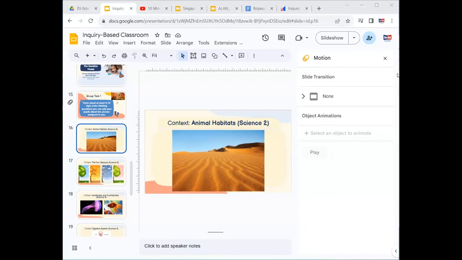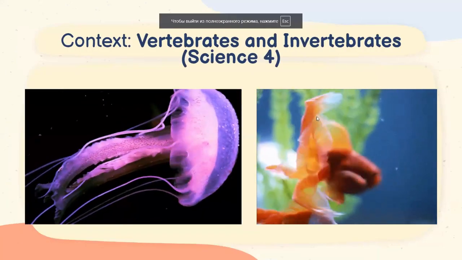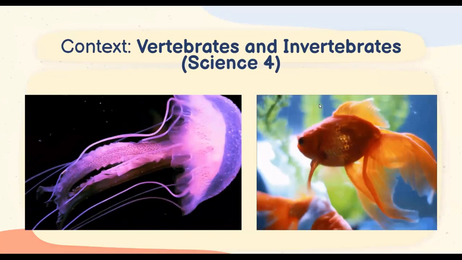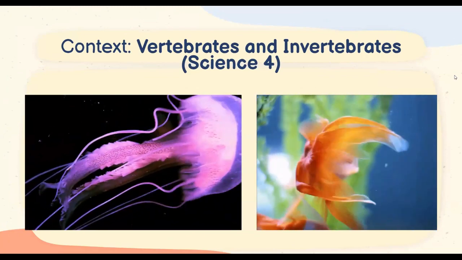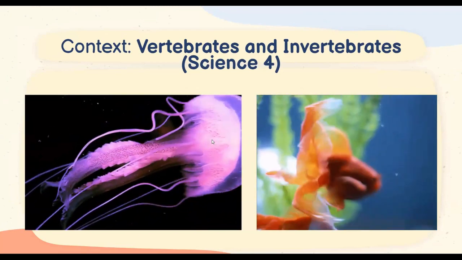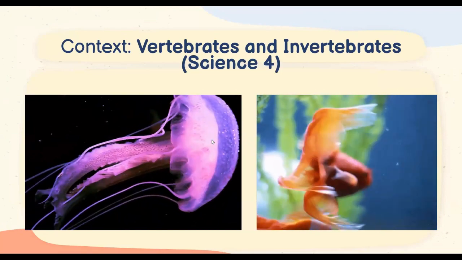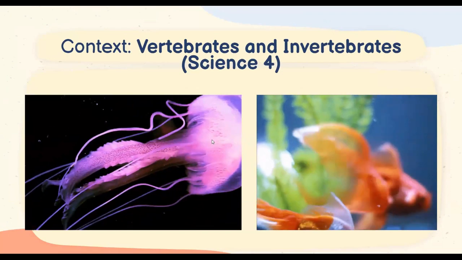Okay, and the last one is the vertebrates and invertebrates. What's vertebrate in English? First group, you have the jellyfish and the goldfish. So this is very difficult because this is for science 4.